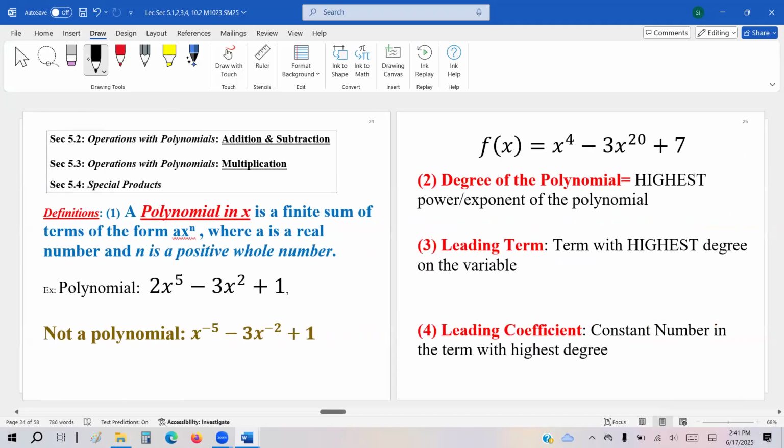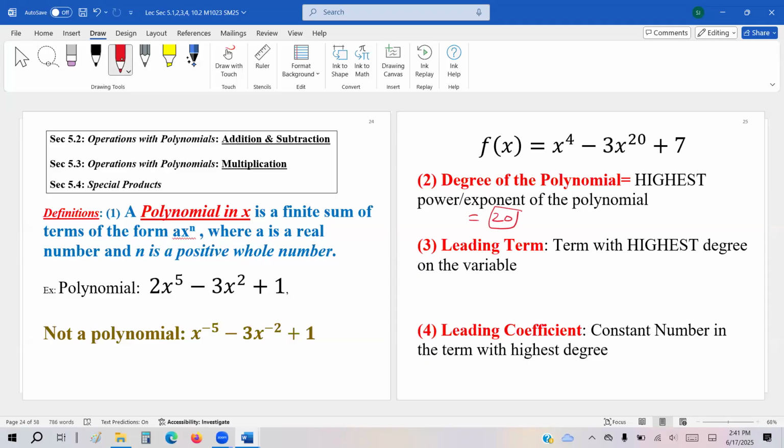Now, in a polynomial, we have 3 special things: the degree, the leading term, and the leading coefficient. Degree of the polynomial means the highest power you see in your polynomial. For example, here we have x to the 4 minus 3x to the 20 plus 7. The 2 powers we see are 4 and 20. Which one is bigger, 4 or 20? 20. So the degree of this polynomial is not 4, it's 20. Degree means the highest power you see in a polynomial.